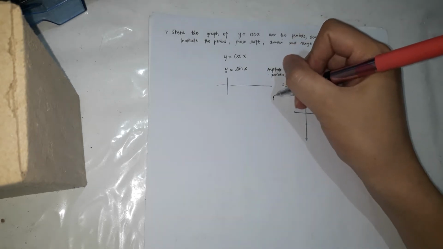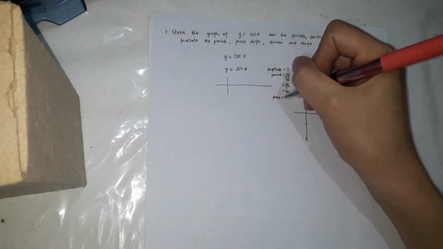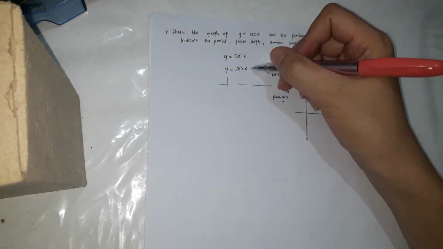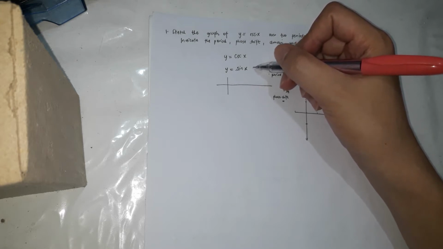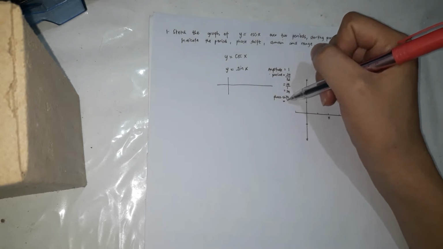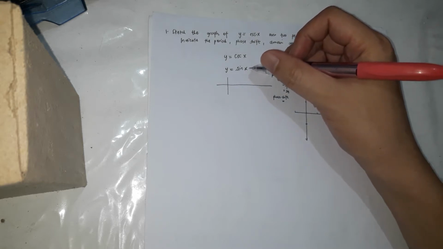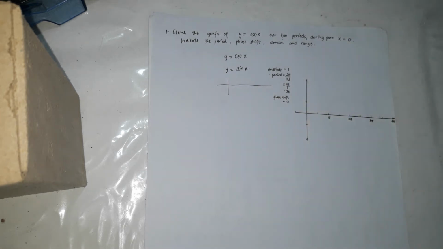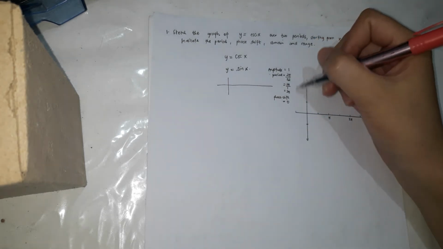Next, phase shift is equal to c. C is kapag may number na minus dito sa x. So, halimbawa kapag may number na minus sa x, minus 2, halimbawa, the shift is 2. However, because there is none, so that's 0. So next, so we have this.